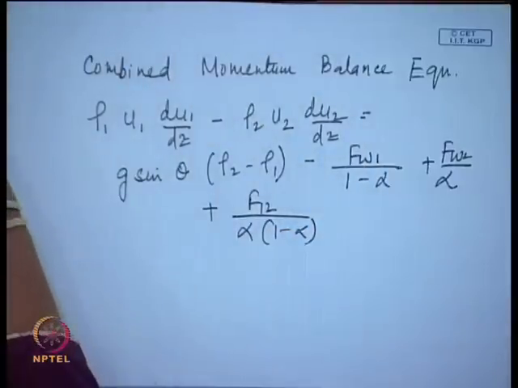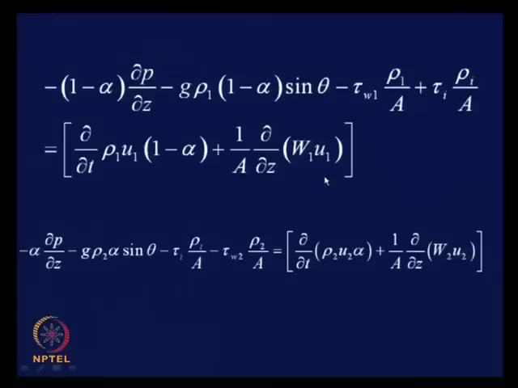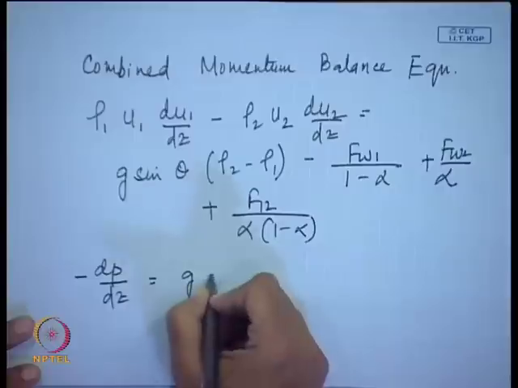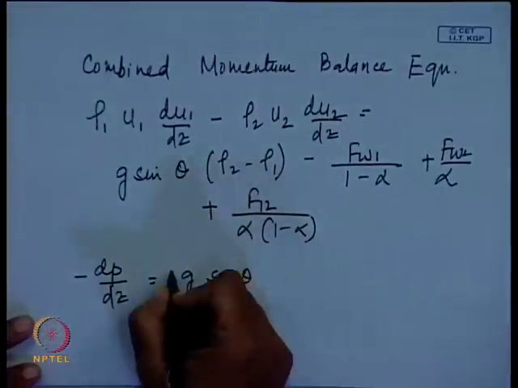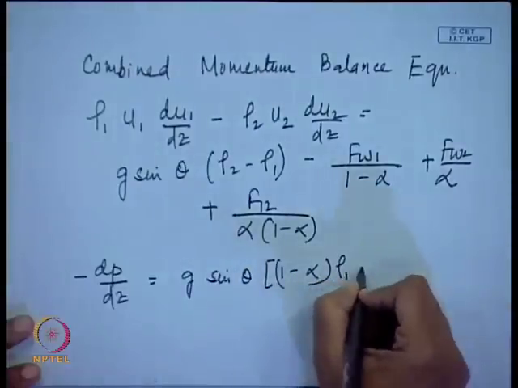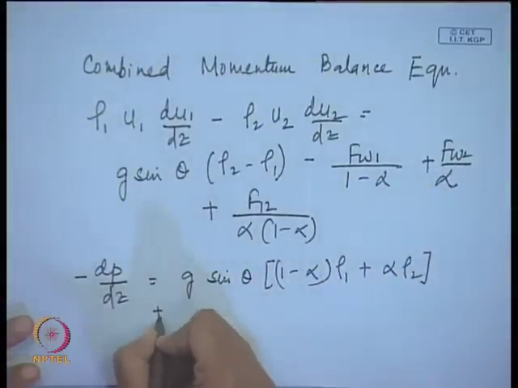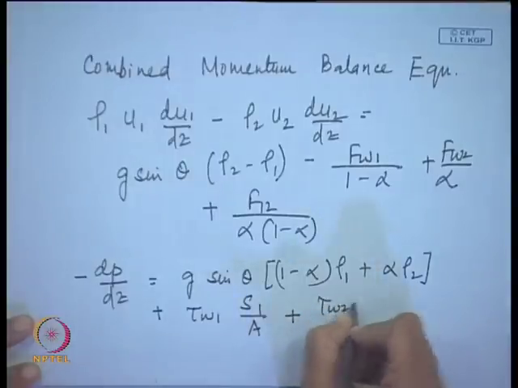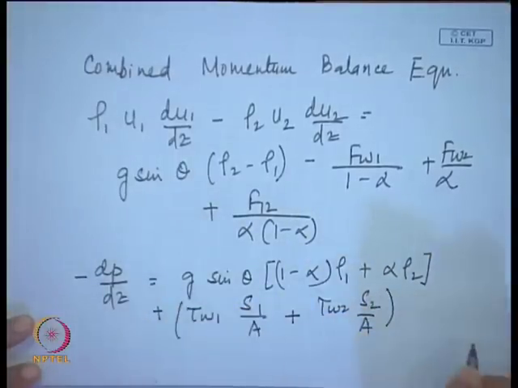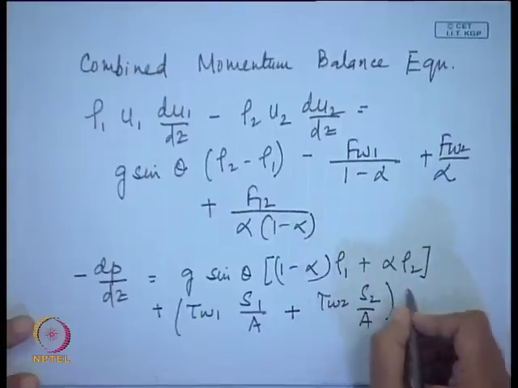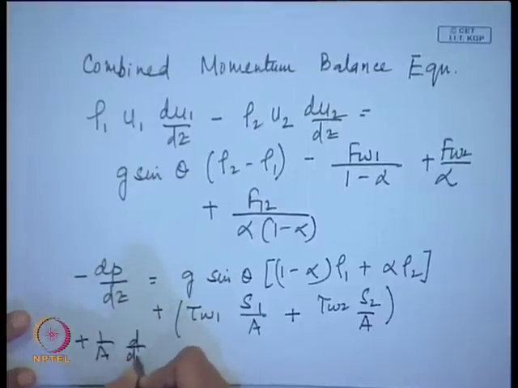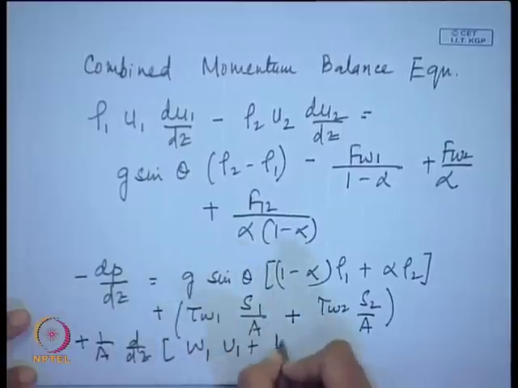The other was simply adding up the two momentum equations which I have written down for phase 1 and for phase 2. If we simply add them up, then what we had got was minus dp dz equal to g sin theta into 1 minus alpha rho 1 plus alpha rho 2, plus a term tau w 1 s 1 by a plus tau w 2 s 2 by a, which comprises the frictional pressure gradient, and then plus 1 by a d dz of w 1 u 1 plus w 2 u 2.